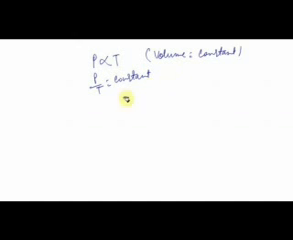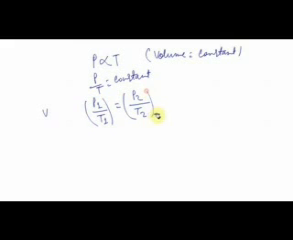At a given volume. So suppose at volume V, the temperature of the gas is T1 and the pressure is P1. Let's say that we have increased the pressure to P2, then its temperature will also change in such a way that P1 by T1 is equal to P2 by T2. So this is the pressure law.